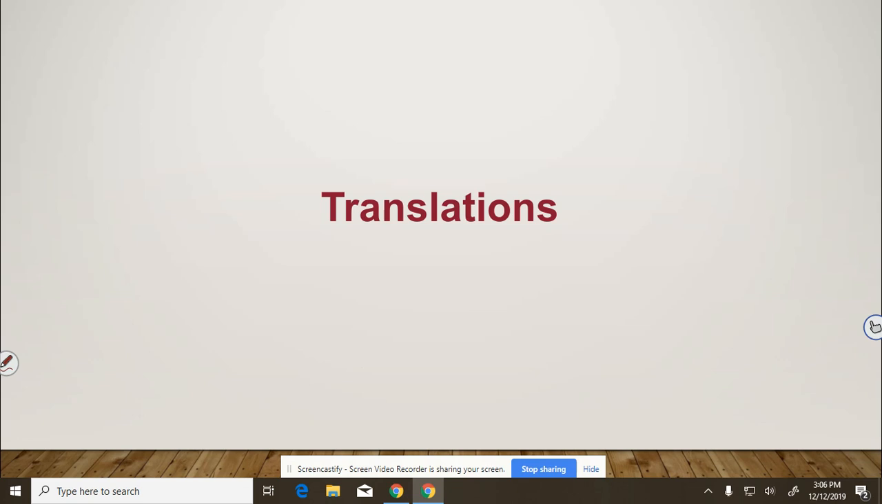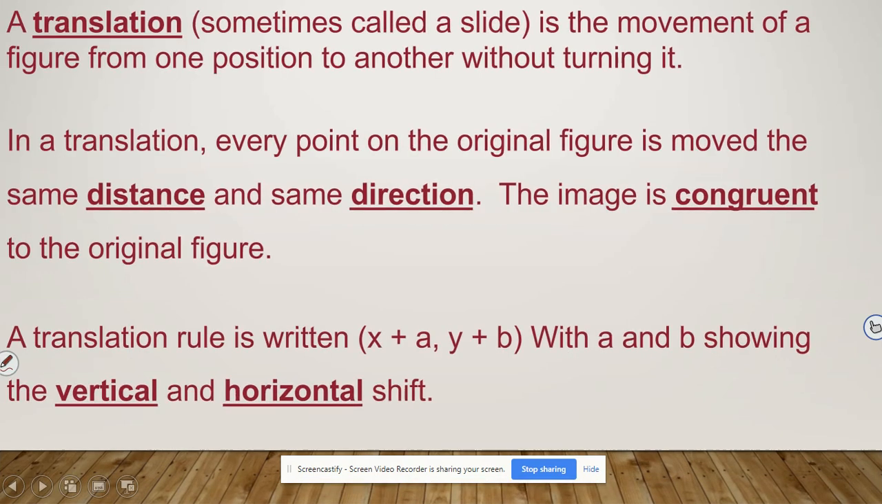All right, so our first transformation that we're going to work on is what we call a translation. Let's see what that means. A translation, sometimes called a slide, is the movement of a figure from one position to another without turning it. In a translation, every point on the original figure is moved the same distance and same direction. The image is congruent to the original figure. A translation rule is written as x plus a and y plus b, with a and b showing the horizontal and vertical shifts.